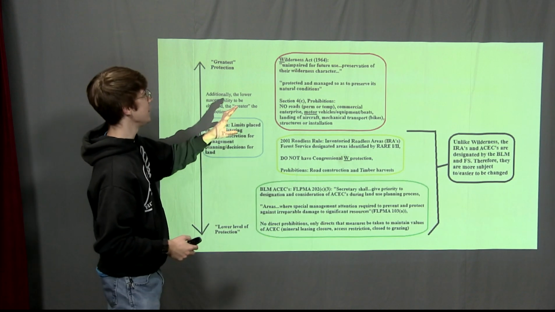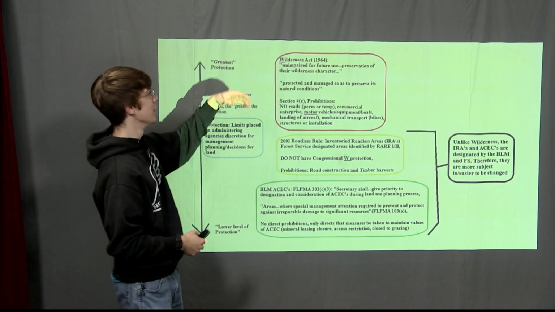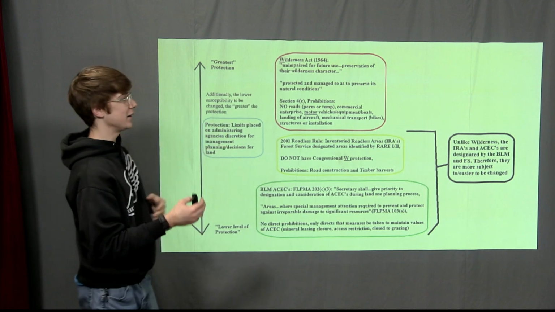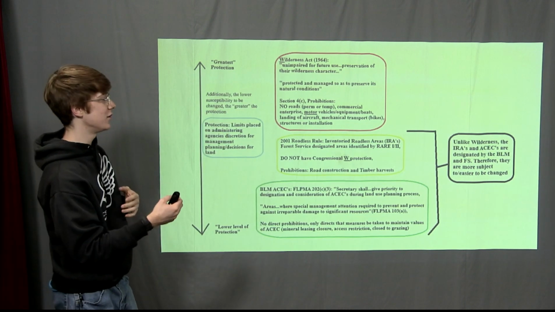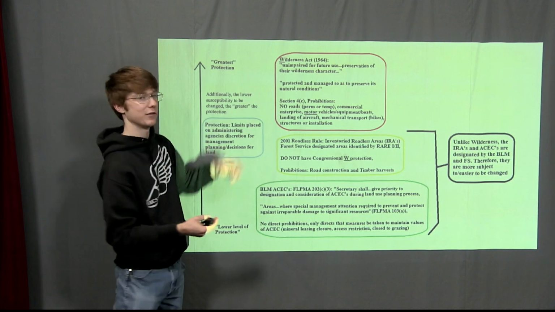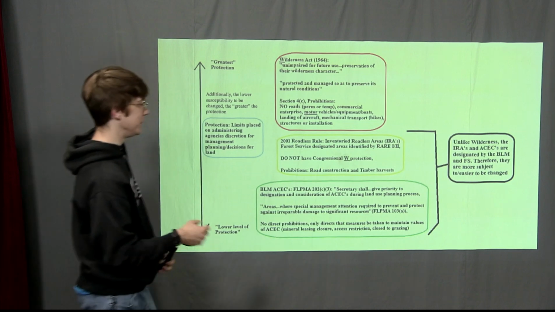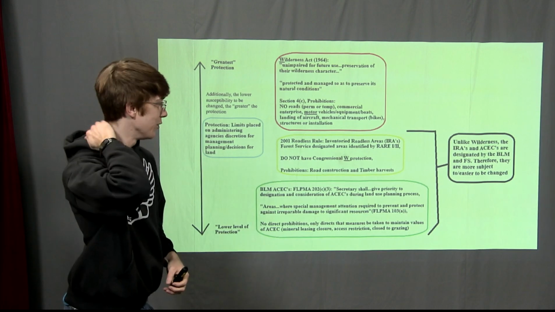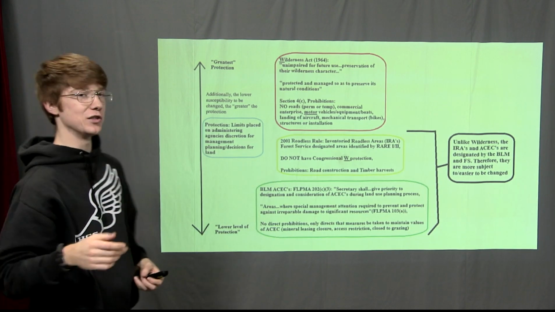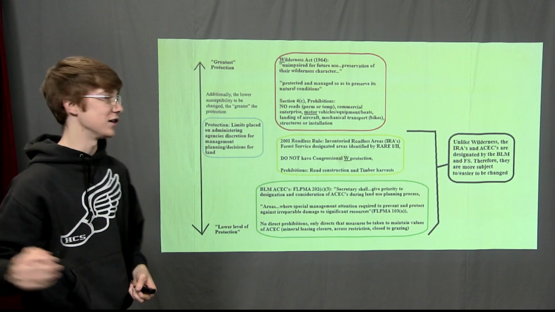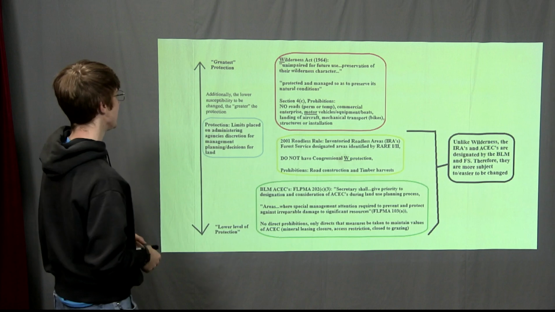So definitely in that case, by defining that as protection, the Wilderness Act, with that congressional and statutory protection, would have the greatest protection over the roadless rule and BLM ACECs, which are regulation and rulemaking. So therefore they can be changed, and therefore they have less protection than the Wilderness Act.